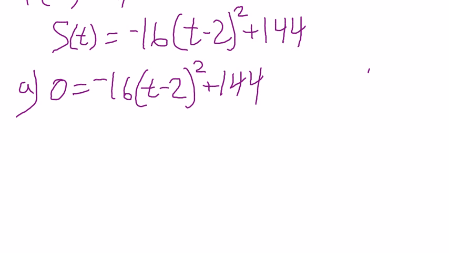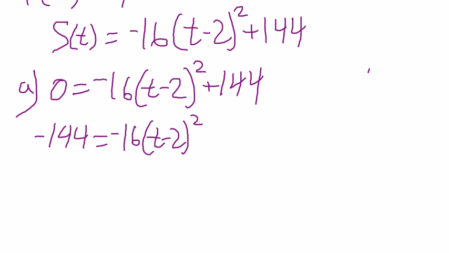So subtract 144 from both sides. Negative 144 = -16(t - 2)^2. Now divide both sides by negative 16. Negative 144 divided by negative 16, well, that's the same as 144 divided by 16, which again, you can use long division for, but it's kind of pointless and it kind of sucks.